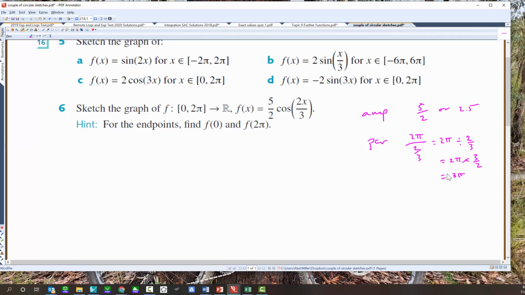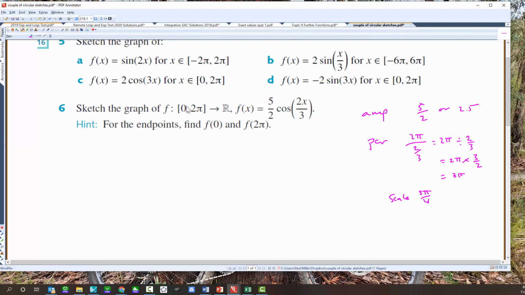Okay, now what we've got to do is get our scale going. So we're going to split the period. So it's 3 pi, and 3 pi on 4 is going to be our scale.